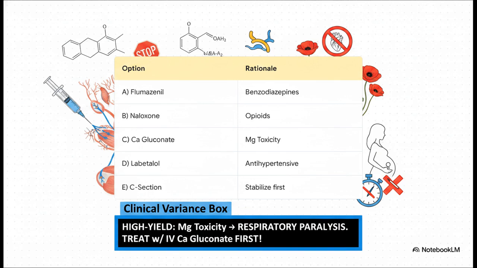And choice E, emergent C-section? That is a catastrophic error. You must first medically resuscitate and stabilize the mother by reversing the imminent respiratory failure before you even consider any surgical intervention. Calcium gluconate is your definitive immediate lifesaver here.